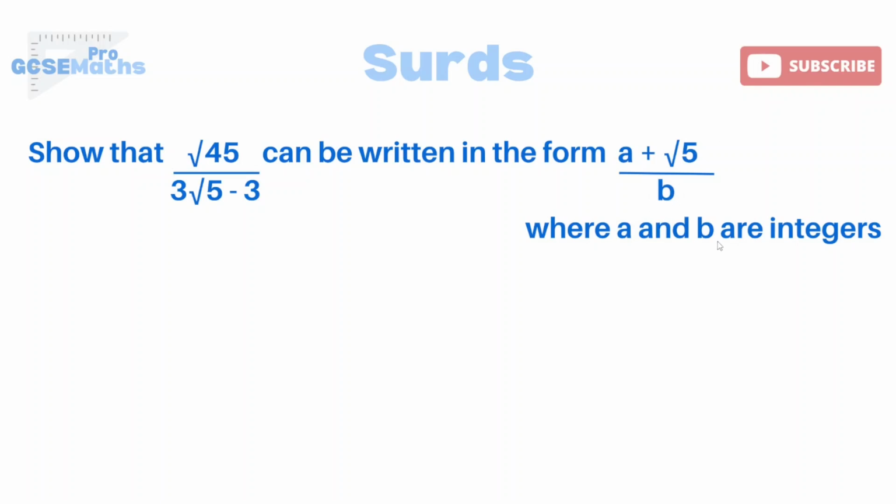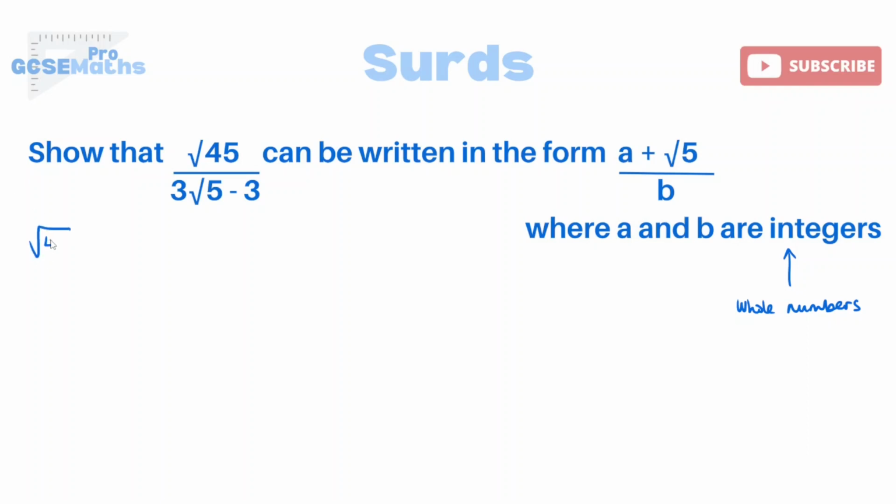Pretty much just rationalise. So the question says, show that root 45 divided by 3 root 5 minus 3 can be written in the form a plus root 5 over b, where a and b are integers. Again, integer just means whole numbers. So that's how I know that this denominator doesn't have a surd in it, because surds are not whole numbers. So just go through and rationalise it as we've done in the previous questions.